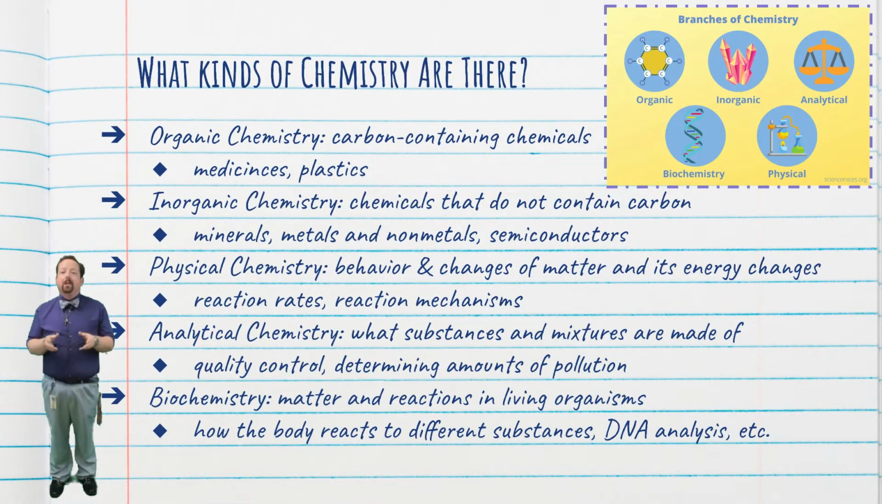Okay, now that we have the general idea of science down, let's move on to chemistry. There are 5 main branches or fields of chemistry: organic, inorganic, physical, analytical, and biological. Organic chemistry is the study of molecules that are largely made up of carbon atoms. Most medicines and all plastics are made up of largely carbon-based molecules.